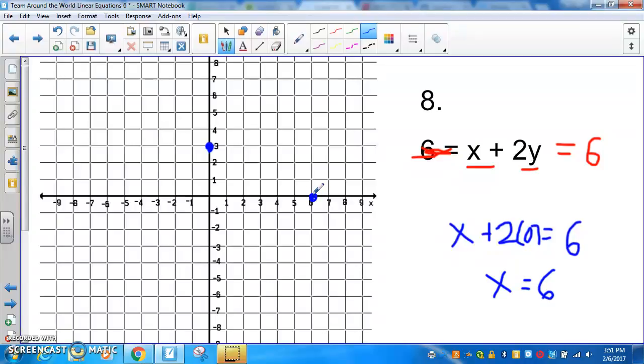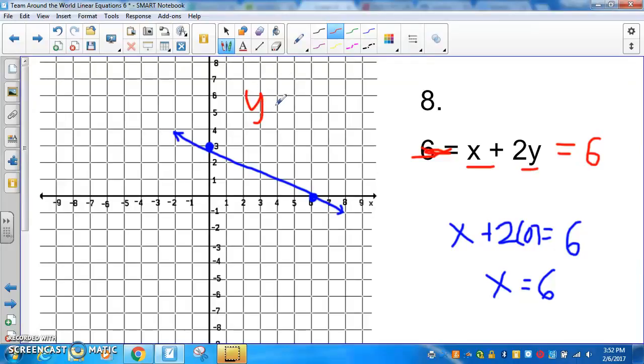That's on the x-axis. And now that I have that, I can draw myself a line, hopefully a little straighter than that. Make sure you include your arrows. And there you go. If you did happen to solve this and put it in slope-intercept form, I can check your work really quick by just putting this in slope-intercept form now.